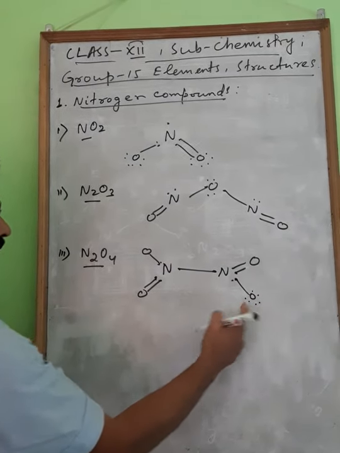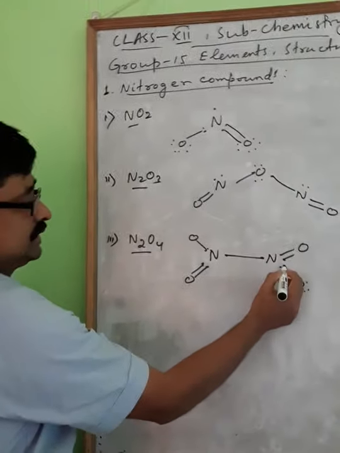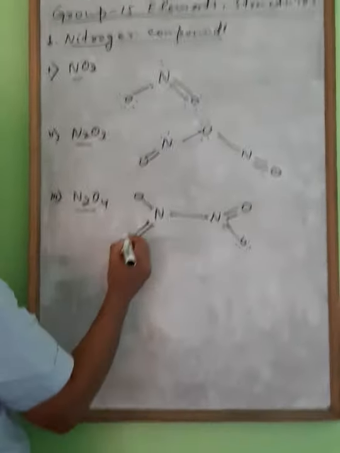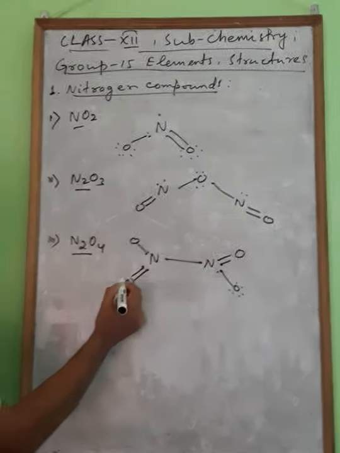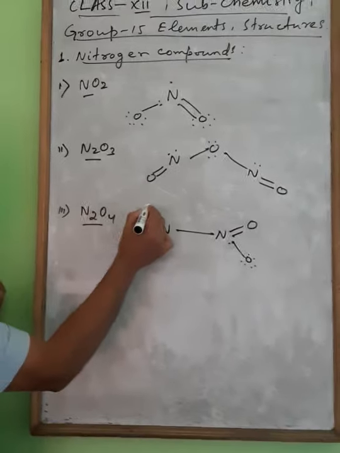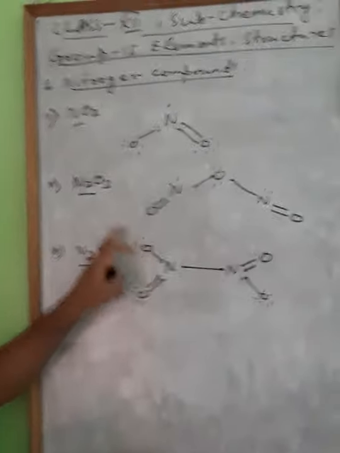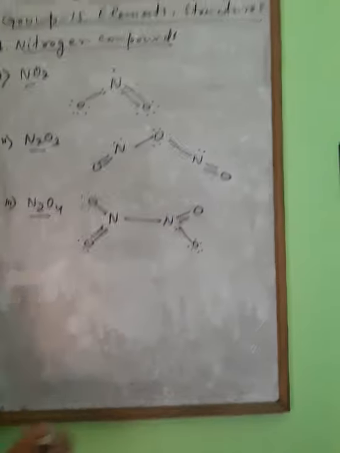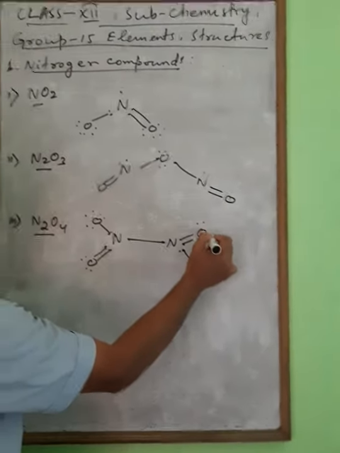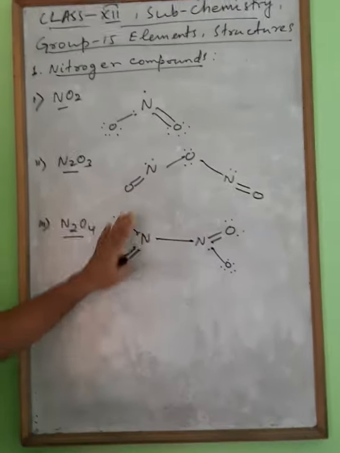And here see 1, 2, 3, 4, 5, 6. It is coming here to fulfill the octet. Here also, how many? 1, 2, so 3, 4, 5, 6. Here how many? So here 1, 2, 3, 4, but here 6 because this is donated. Okay, here how many? 1, 2, 3, 4, 5, 6. Okay, this is the complete structure of N2O4.